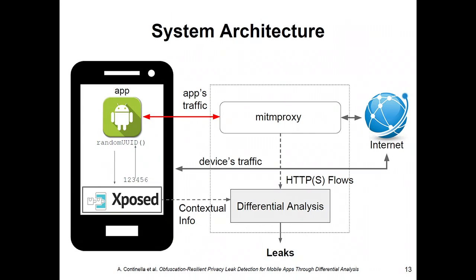So this picture shows a high-level overview of the architecture of our system. We use Xposed to instrument the environment in which we run the application and to collect the contextual information. And we also have a proxy that, using a custom certificate, is able to capture the HTTP and HTTPS traffic generated by the application. Finally, the main core of Agrigento is able to perform the differential analysis and produce the identified leaks.